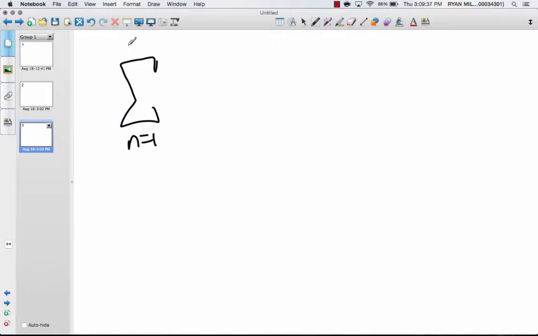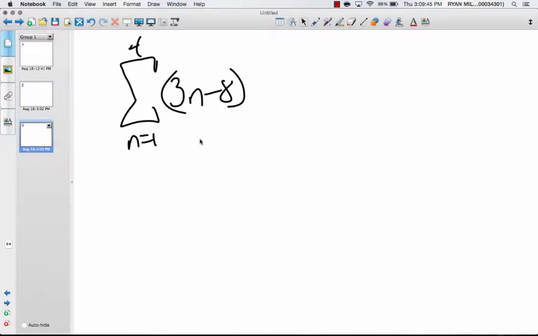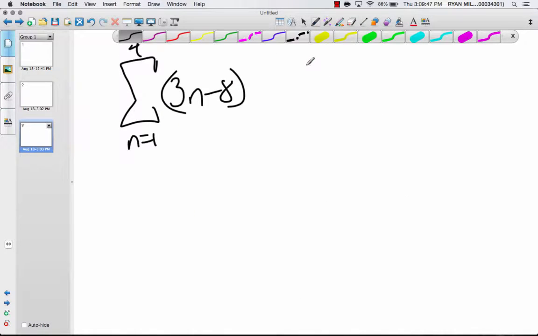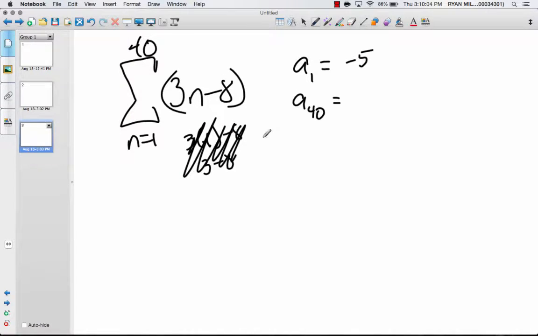Summation of n equals 1 to 40 of 3n minus 8. And I'm going to go back and double check that I got that correct. And I did. Okay. So I need the first term, and I need the last term. That's the 40th term. So to get the first term, I'm going to plug in 1. Plug in the last one.